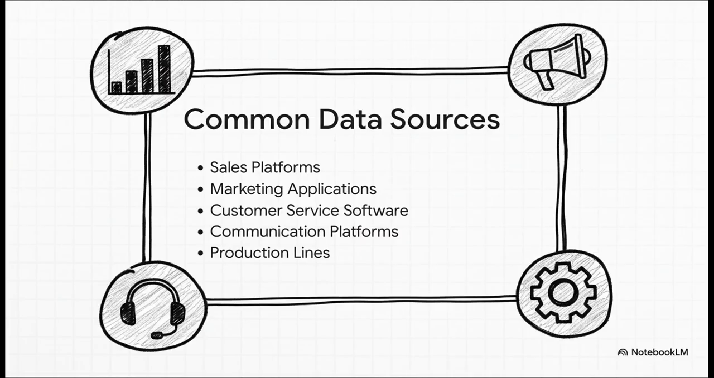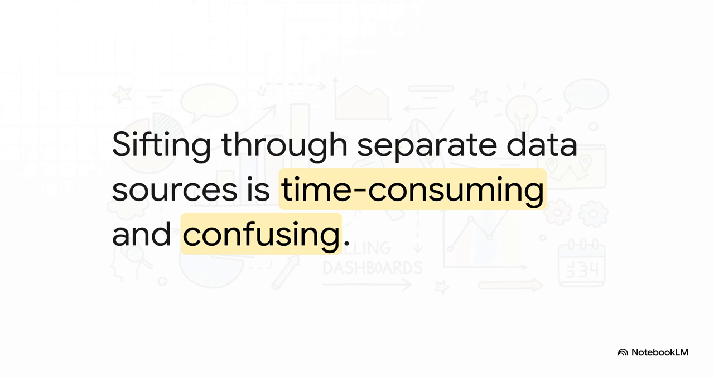And what's wild is where it all comes from. It's not just one nice, neat stream. It's more like a flood coming from every direction. You've got data from your sales platform, your marketing apps, customer service software, heck, even your production lines. Each one of those is its own little island of information. So here's the bottom line. Trying to stitch together a clear picture from all these separate places is frankly a huge headache. It's slow, it's confusing, and it makes trying to make a quick, confident decision, well, pretty much impossible.